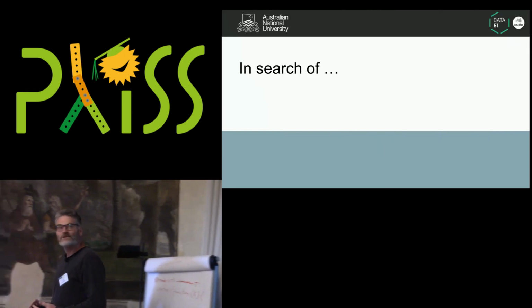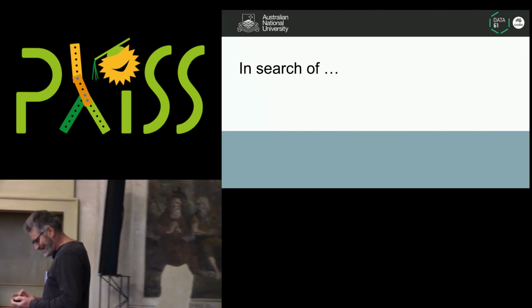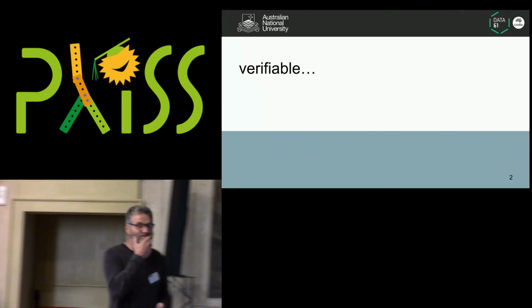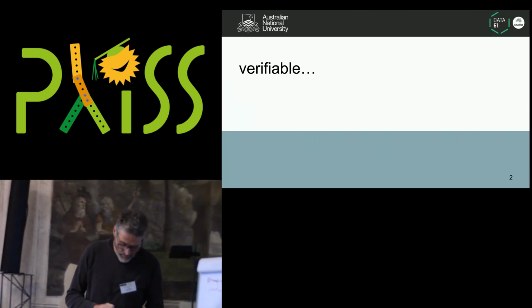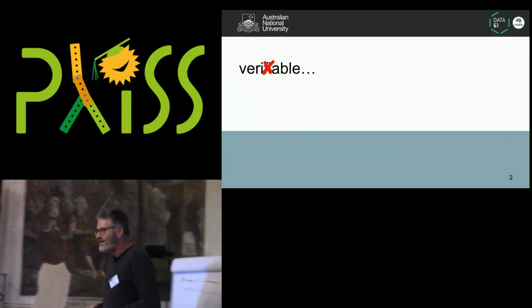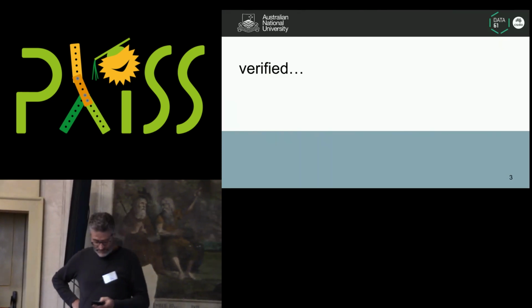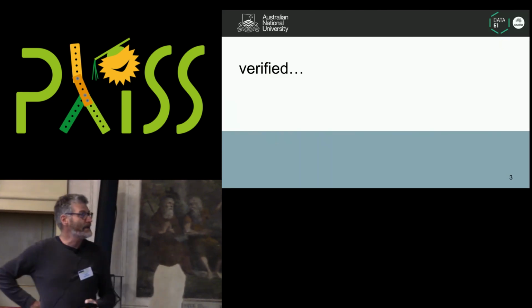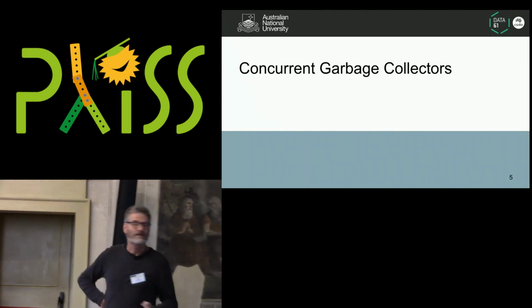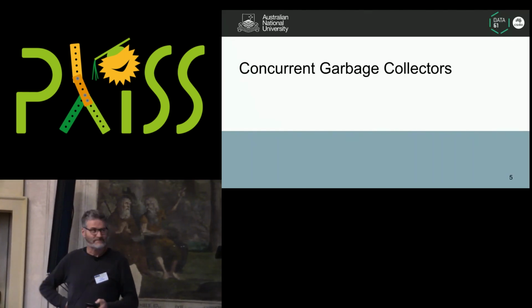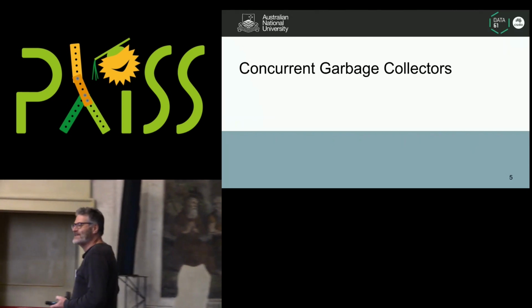Okay, so what are we in search of? This is an Arthur C. Clarke episode. So we're in search of verifiable, or in fact, more explicitly, verified implementations of on-the-fly concurrent garbage collectors. And you might say, oh, well, surely that's easy enough to do.